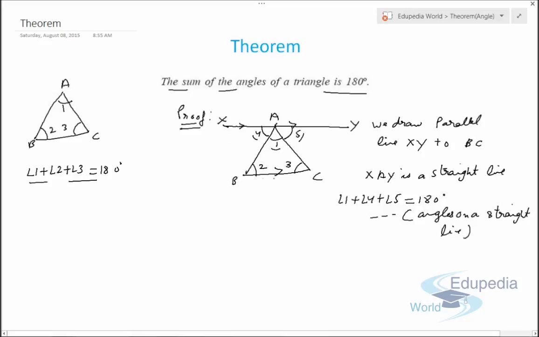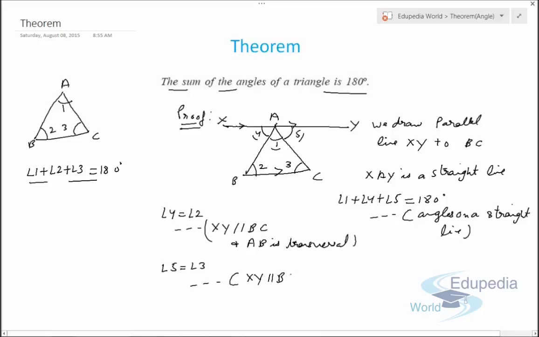Now this line XY is parallel to BC. This means angle 4 equals angle 2. Why? Because XY is parallel to BC and AB is a transversal. So this means angle 4 equals angle 2. Similarly, we can say angle 5 equals angle 3. Why? Again, XY is parallel to BC and AC is a transversal. So let this be equation 1.